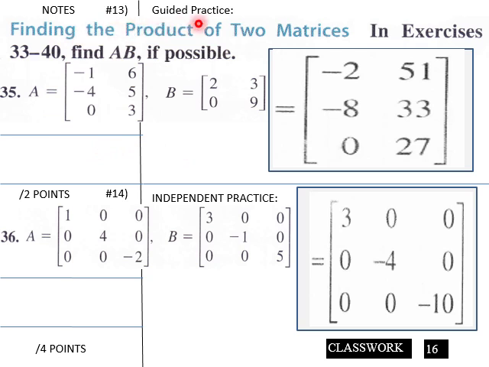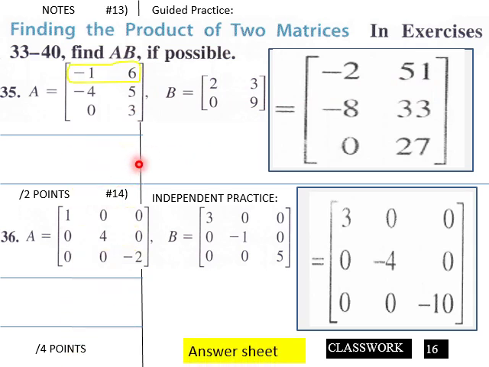Okay, here's some practice for this concept. In these exercises, find AB if possible. So on number 35, for A we have a 3 by 2, 3 rows and 2 columns. And then for B, we have 2 rows by 2 columns. And then we end up with this product over here. How did we get from here to here is the question.